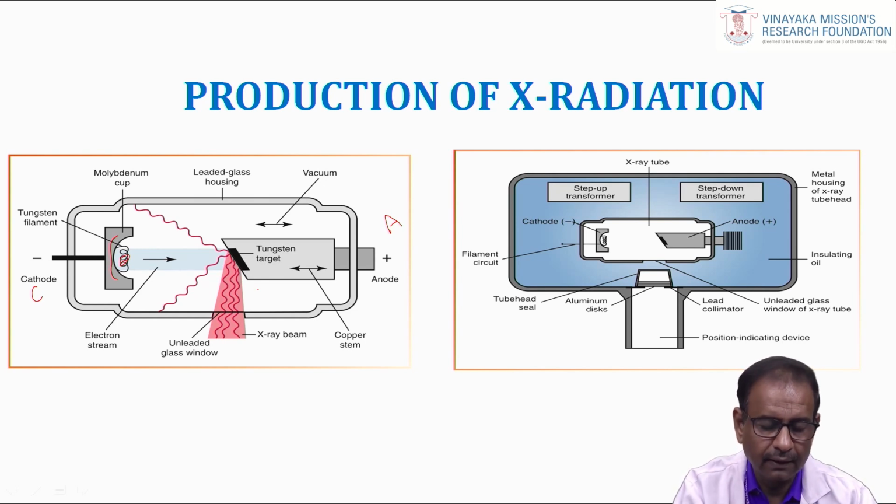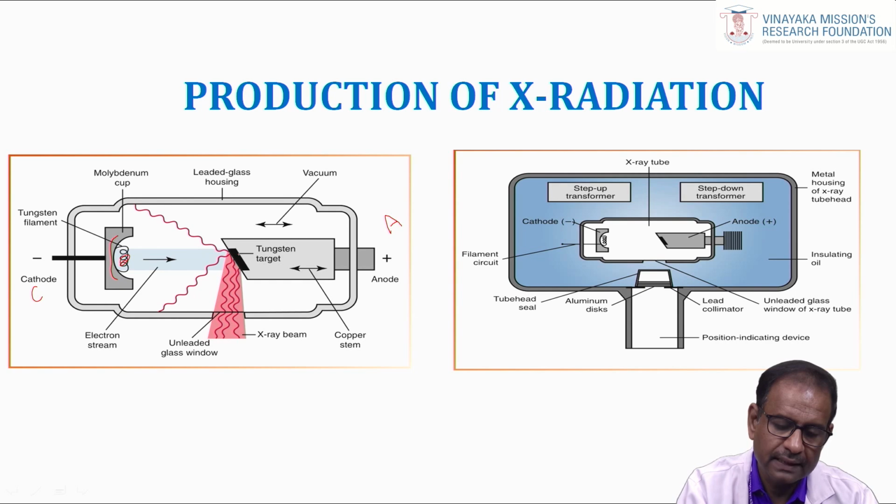Once power is on, first we use a low power current, which creates the electron cloud around the cathode. Then after that the high voltage is on, and the electrons move very fast towards the target and hit the target area. The tungsten atom is hit, and the X-rays are produced inside the tungsten atom. I will tell you how in the next slide.